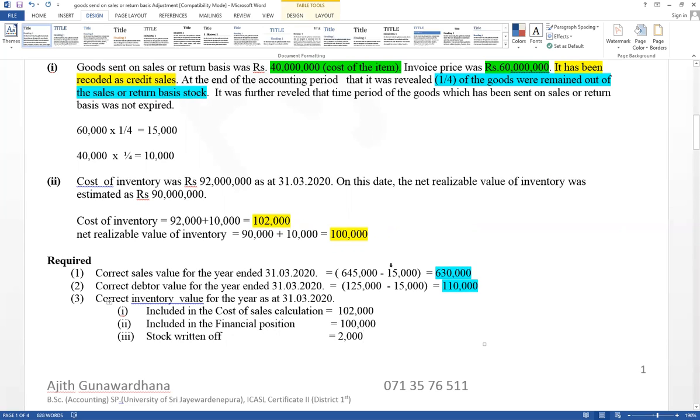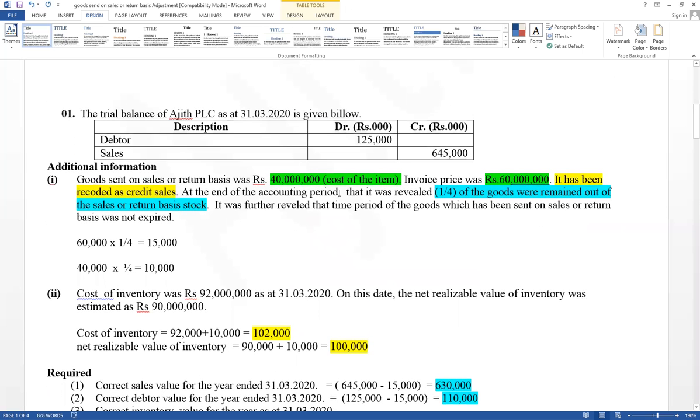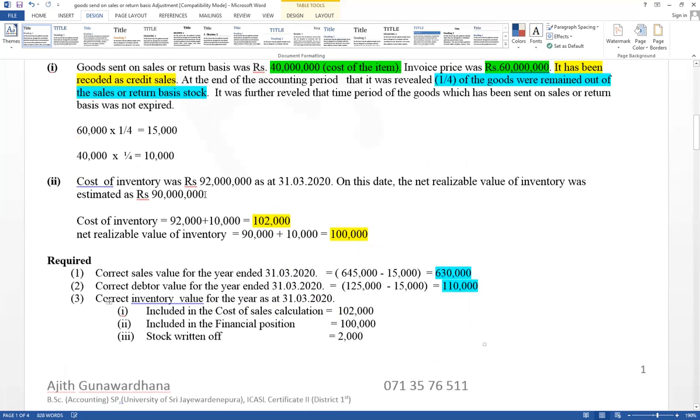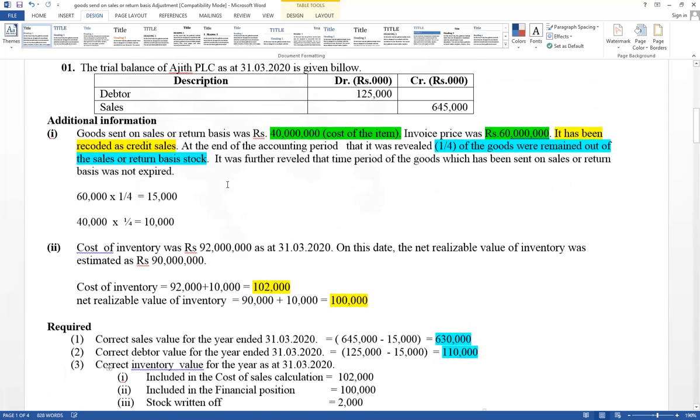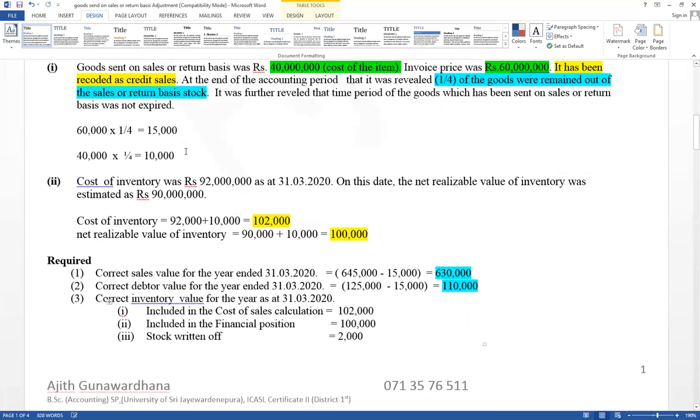Think about it. It affects inventory, debtors, and sales. Recorded already as credit sales, but 1/4 is not sales. Therefore, based on selling price, 1/4 should be removed from debtors and sales. And second part, based on cost value, 1/4 should be considered as inventory. It has given inventory cost value as well as net realizable value. This is inventory available at the store. Goods sent to the other business, if not sales, their cost value also should be considered as our inventory.